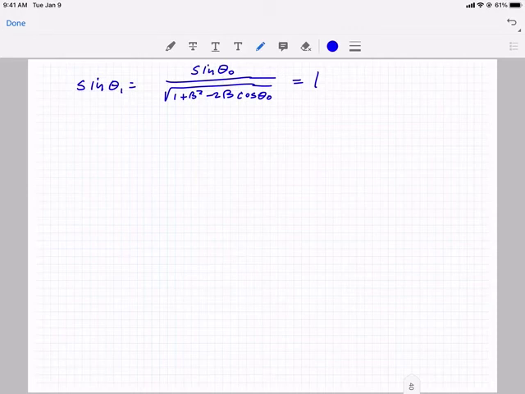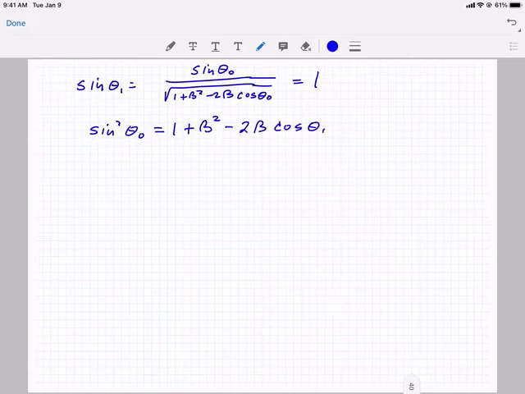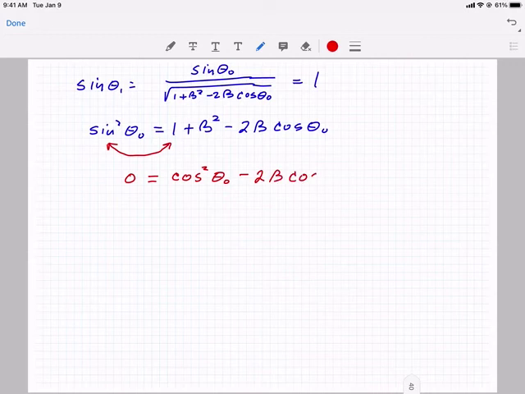And so I can rewrite the whole equation now as sine squared theta naught, just squaring everything and multiplying through by the denominator. So sine squared of theta naught is equal to 1 plus beta squared minus 2 beta cosine theta naught. And I can look at the fact that 1 minus sine squared is actually a cosine squared. And so I would get that 0 is equal to cosine squared theta naught minus 2 beta cosine theta naught plus beta squared.